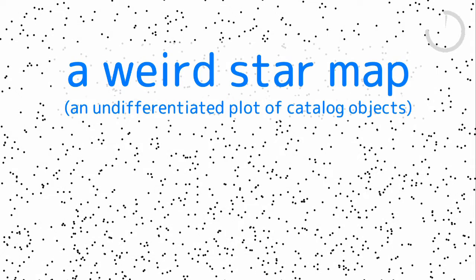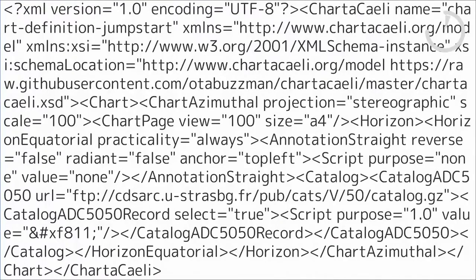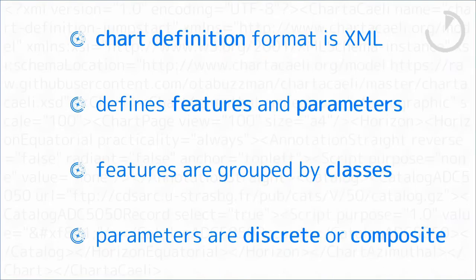Charta Caeli star map must have a definition. It's an XML file of features and parameters. Features are grouped by classes. Parameters are discrete or composite.